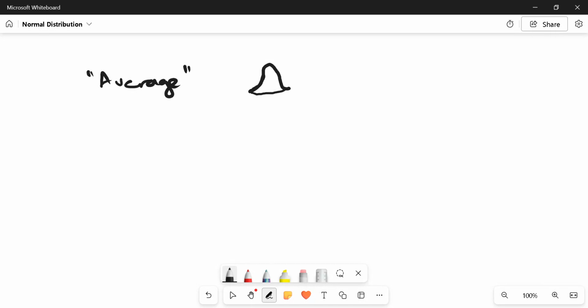All right, that's your bell. So that's what the curve looks like. That's what the normal curve looks like. It's your average bell curve.